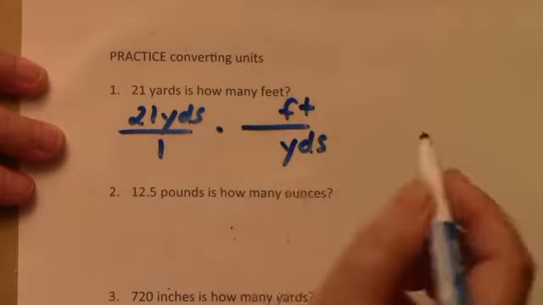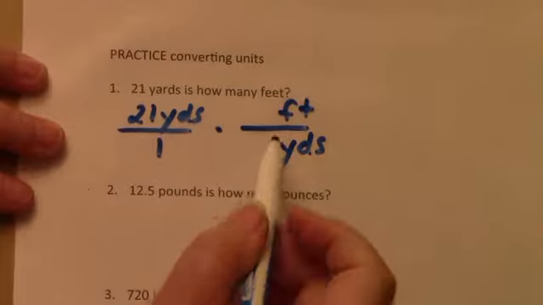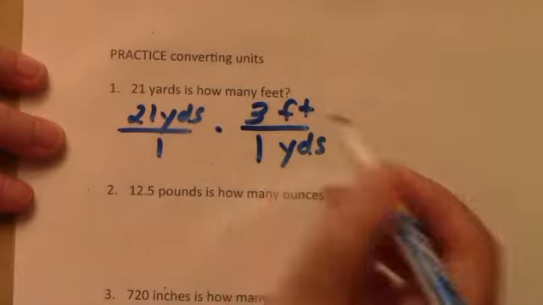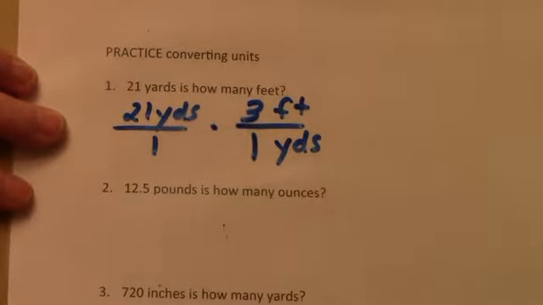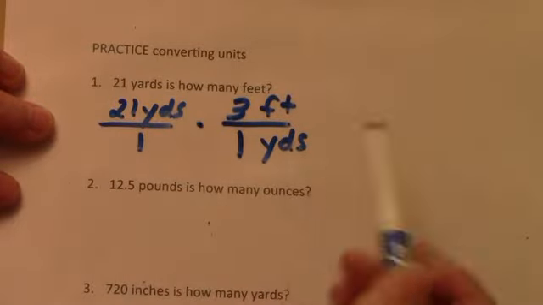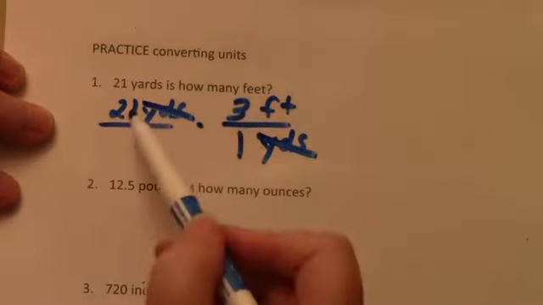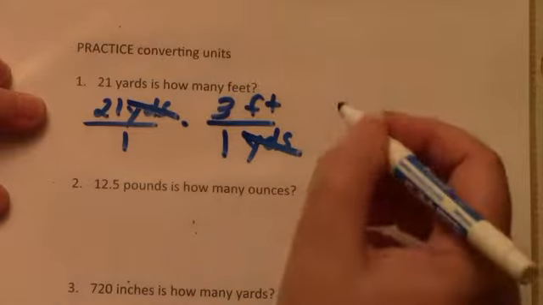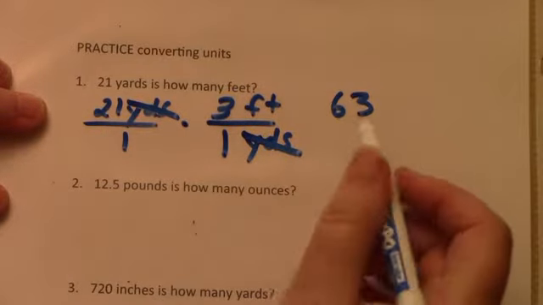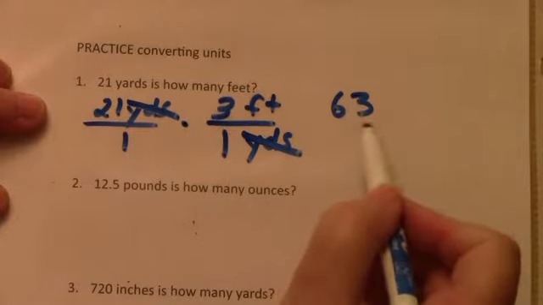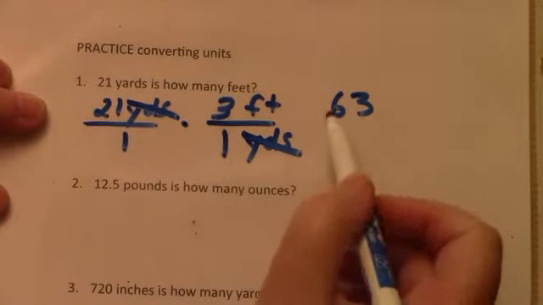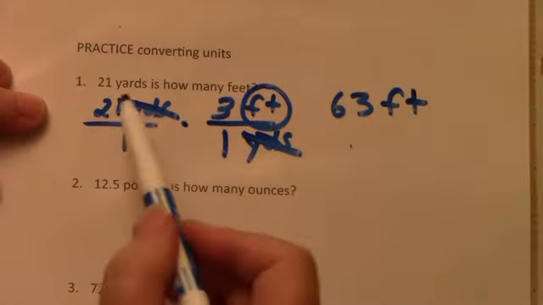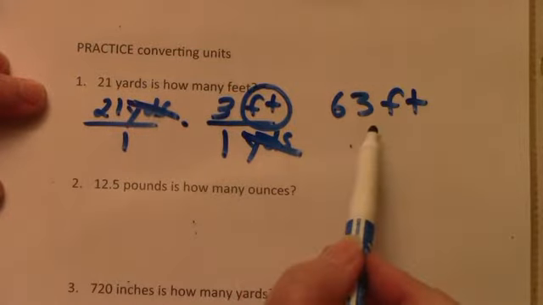I'm going to put yards down here because I want to be able to cancel them. How many feet are in a yard? In 1 yard, there are 3 feet. Now, I'm going to multiply. I can cancel my yards. 21 times 3 is 63. 1 times 1 is just a 1 under there, but I don't need to write it. And what am I left with? I've canceled my yards, and I'm left with feet. So 21 yards is how many feet? 63.